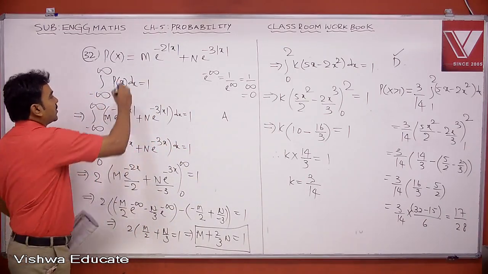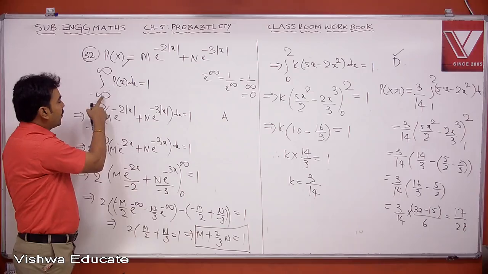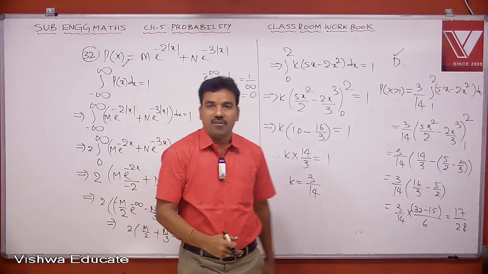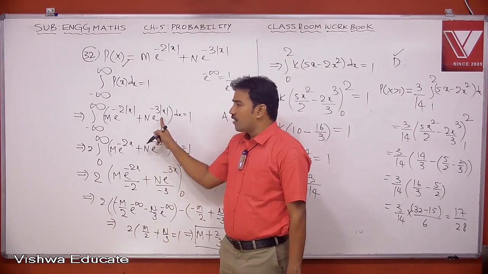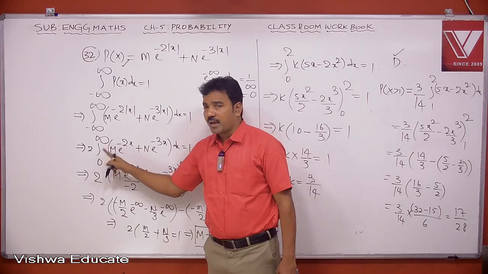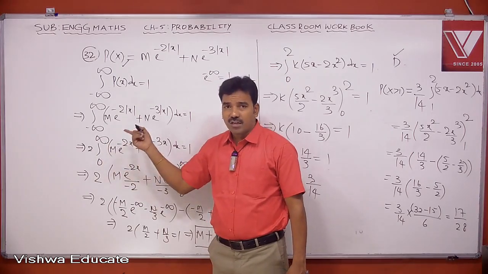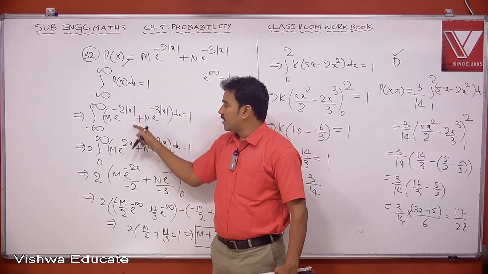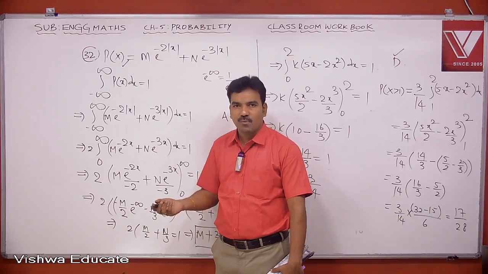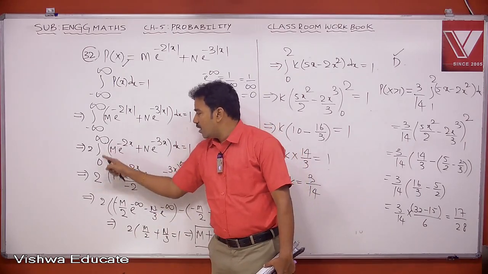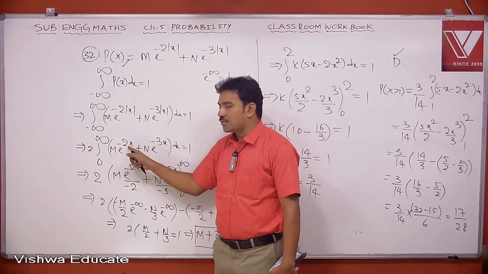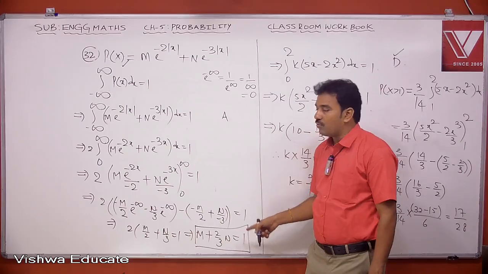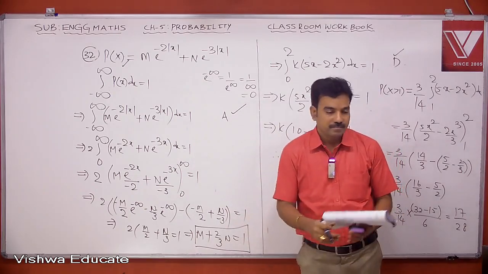Very simple. Since it is a valid PDF, when you integrate this from minus infinity to plus infinity, the result will be 1. But when you are integrating a function from minus a to plus a, if it is an even function, then it becomes 2 times the integral from 0 to infinity. If it is odd, it will be 0. But here we have mod x inside the function p of x. So it is an even function because mod of minus x is mod x. So when you go to positive side limits, mod x becomes x. Now integrate this, you will get m plus 2 by 3 into n equal to 1. So option A is the right answer.